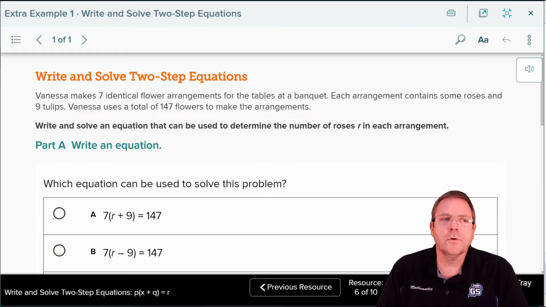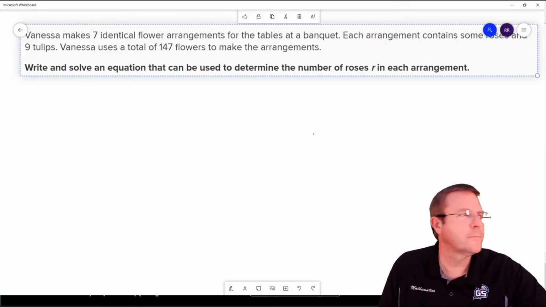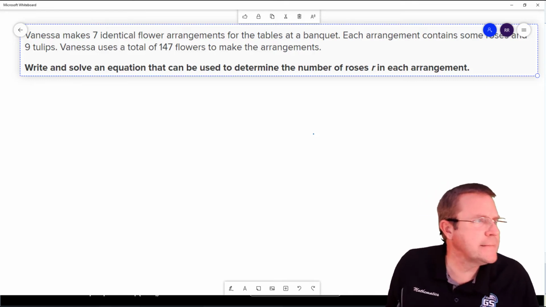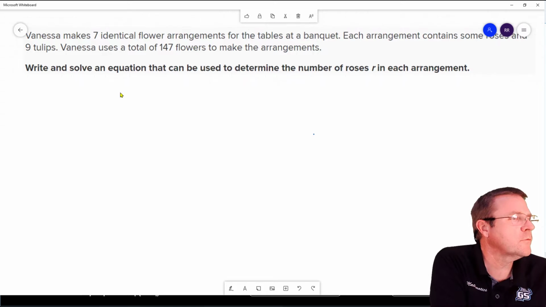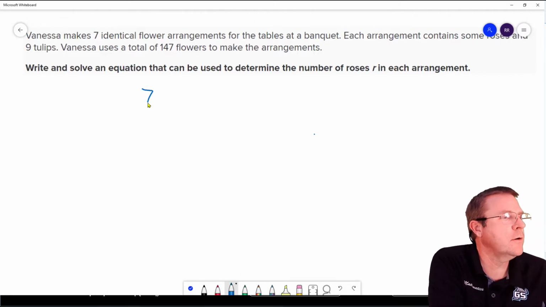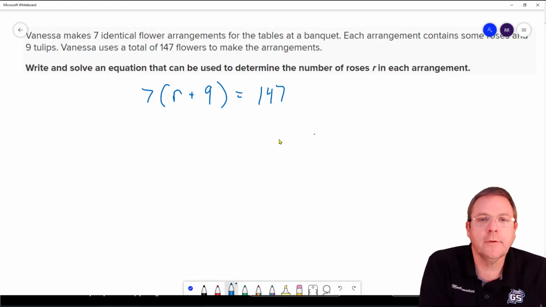Now it's going to be your turn. Pause the video, solve this problem. Vanessa makes 7 identical flower arrangements, so we know it's going to be 7 times something right there. So she has 7 identical flower arrangements for the table of the bouquet. Each arrangement contains some roses and 9 tulips. So we have some number of roses plus 9 tulips. And she uses a total of 147 flowers to make the arrangement.